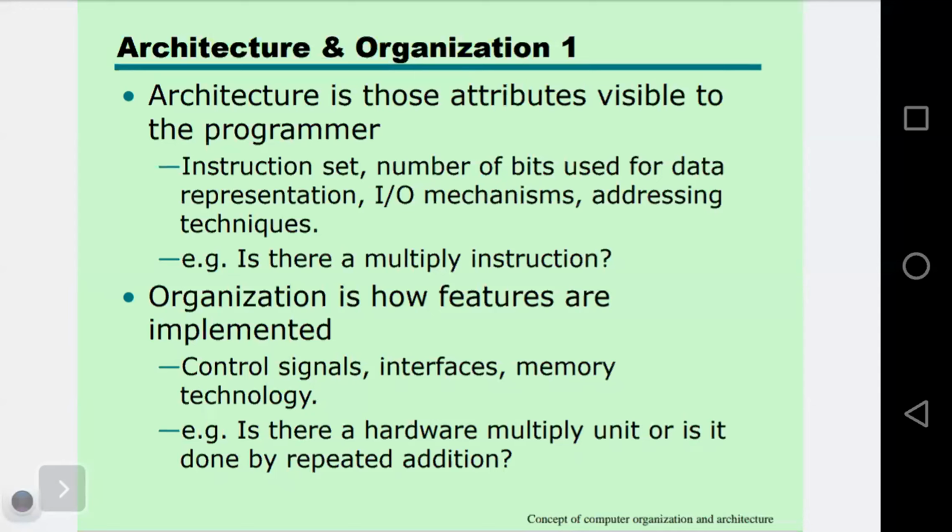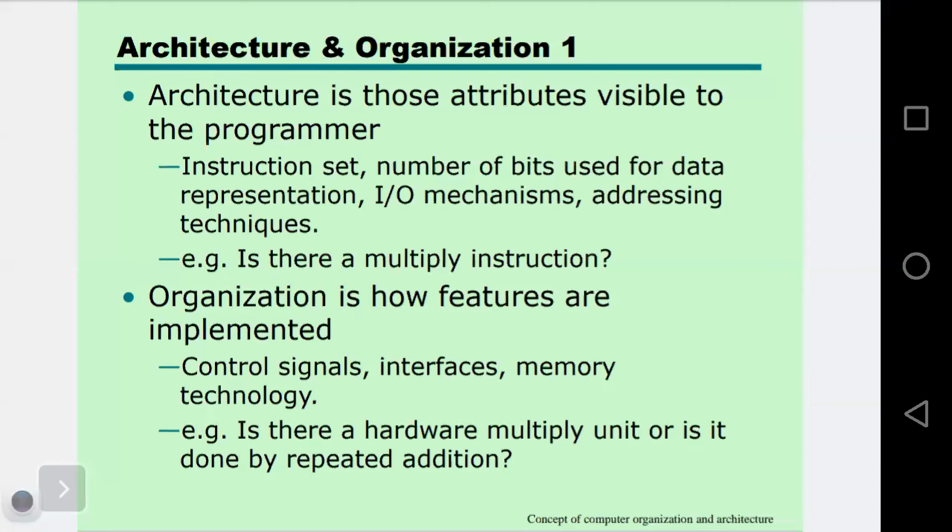In architecture, actually, it is the lower level concept. Why is it a lower level concept? Because it includes the instruction set, the number of bits used for data representation, input-output mechanism, and addressing technique. All these are lower level concepts, and these things come under the architecture.